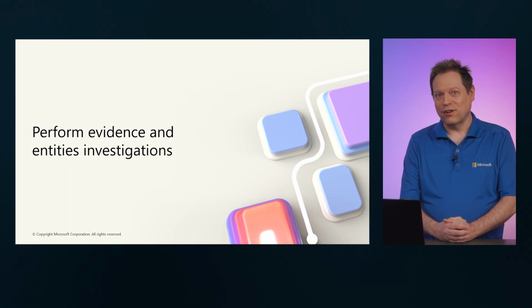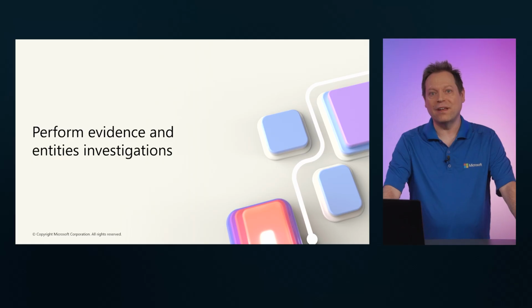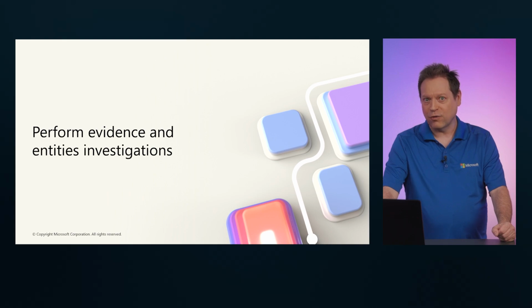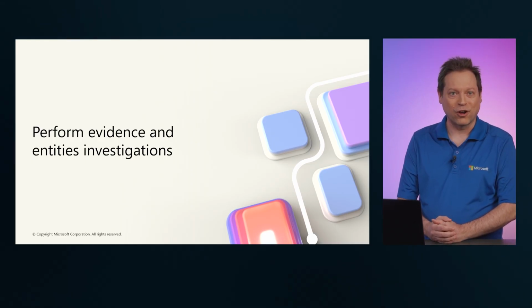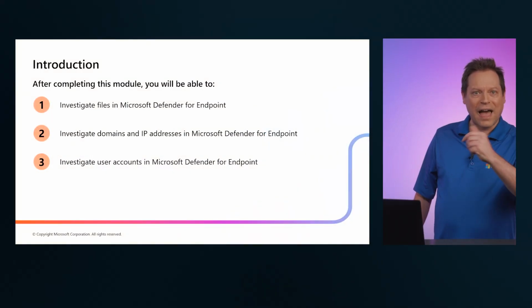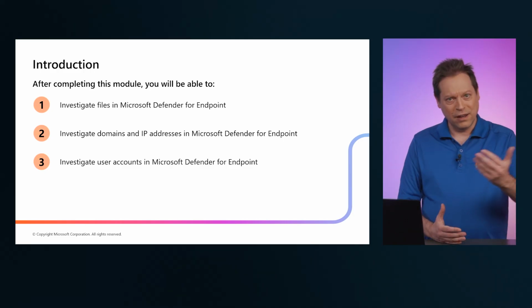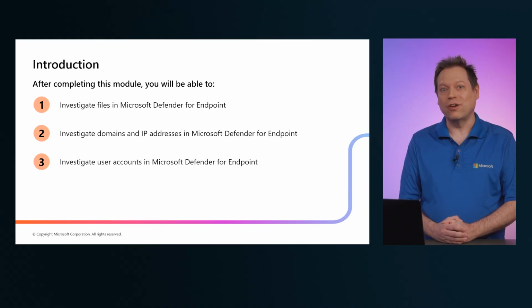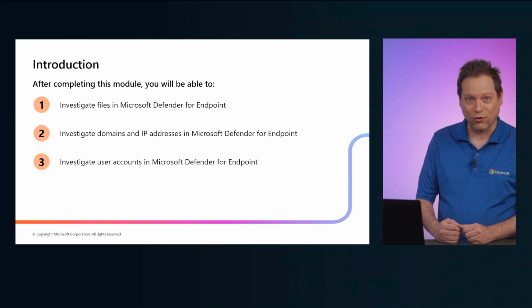Once you've investigated the device and taken immediate response action, the next step is often to pivot into the evidence itself: files, user accounts, IP addresses, domains, and URLs, so you can understand scope, impact, and potential attacker infrastructure. After completing this module, you'll be able to investigate files in Defender for Endpoint, investigate domains and IP addresses, and investigate user accounts, so you can correlate device activity with identities and external infrastructure.